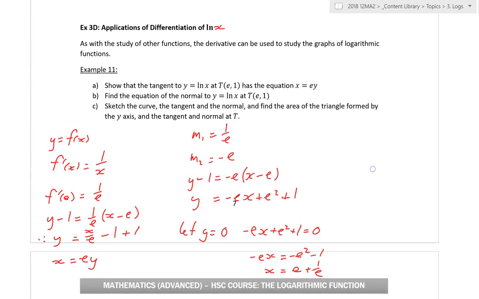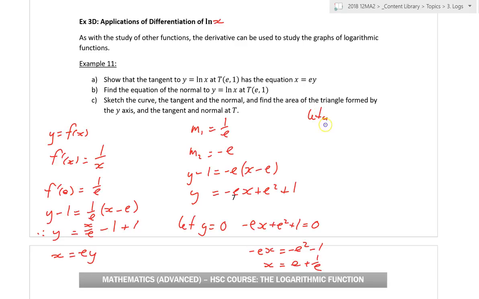Can I squeeze this one in? At x equals 0, therefore, y equals e squared plus 1. Now, let's sketch this out.